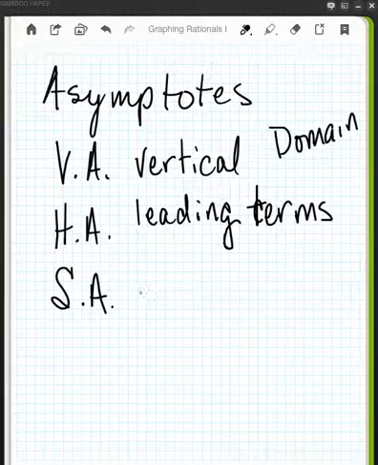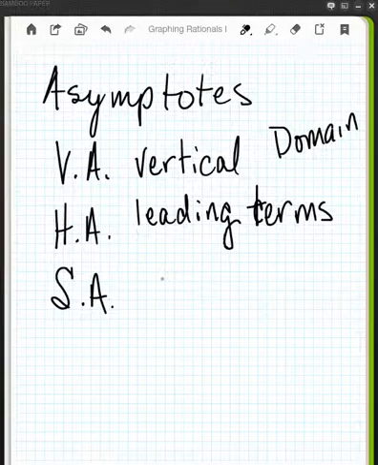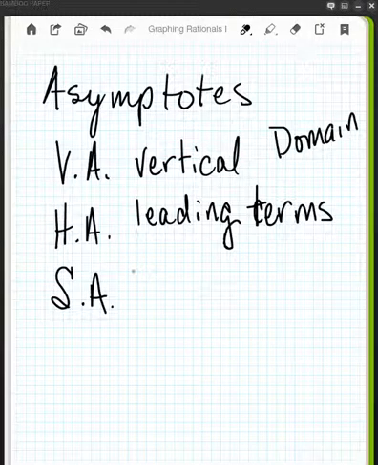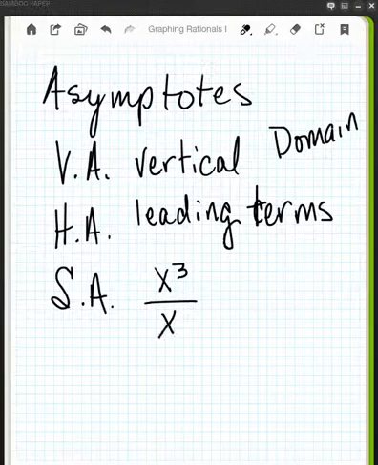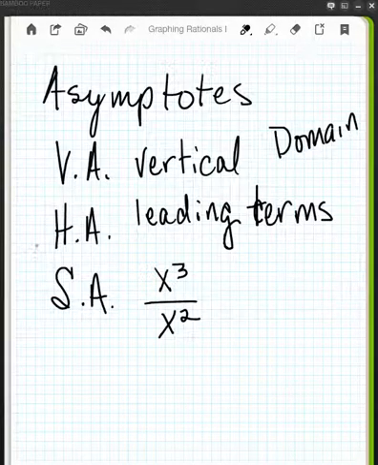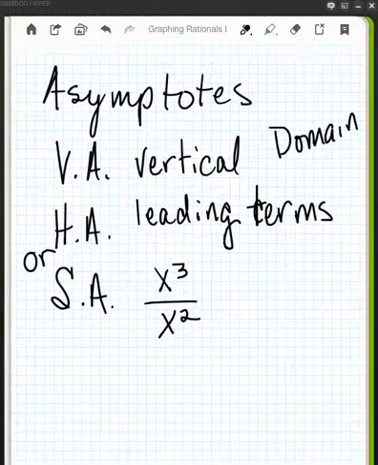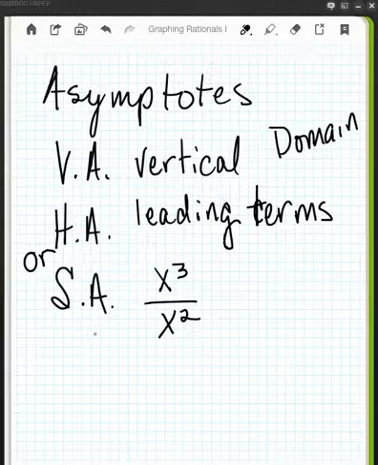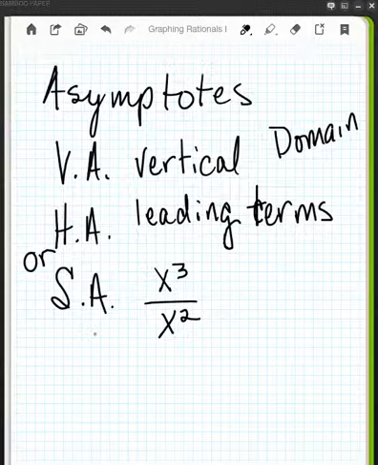Slant asymptotes only occur when the numerator has an exponent on the leading term that is 1 larger than the one on the denominator. And so a very simple example of that would be x cubed over x squared. This has a slant asymptote. And one other thing you would want to keep in mind is that you can either have horizontal or you can have slant asymptotes. But in the functions we're going to be working with, you would never have both. It would be one or the other, or you could have none.